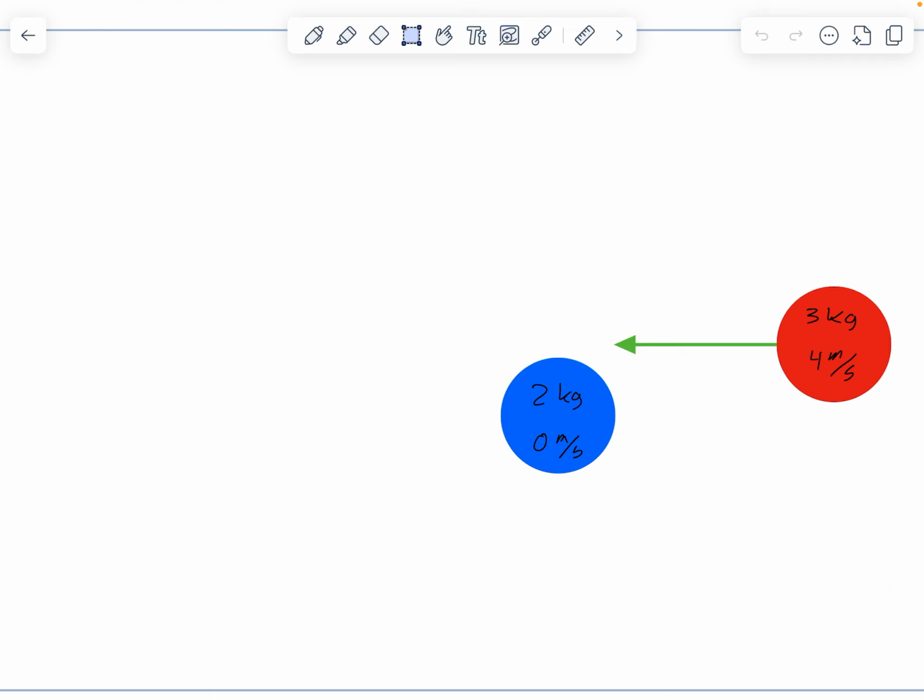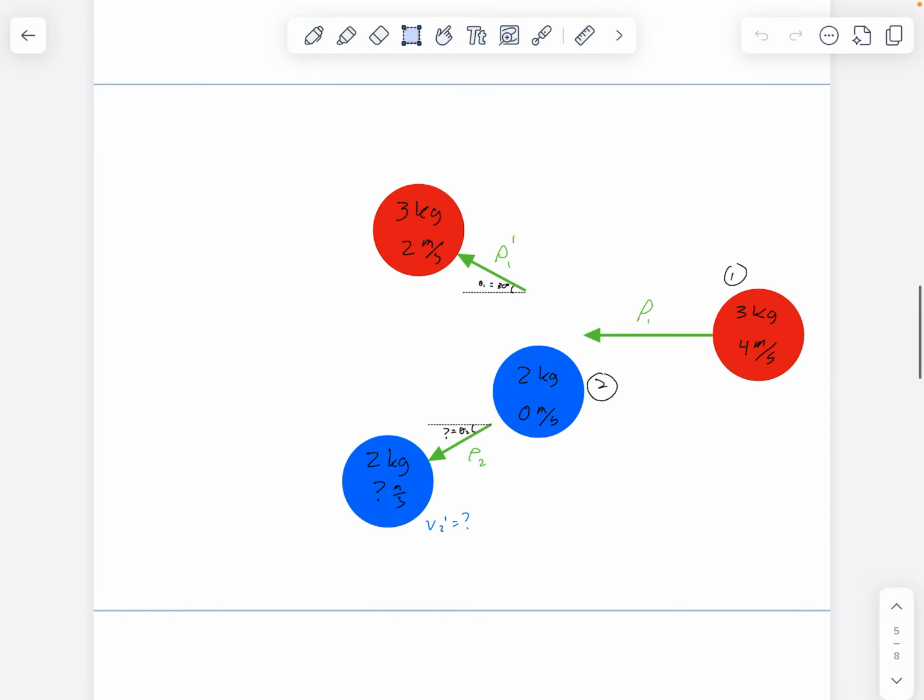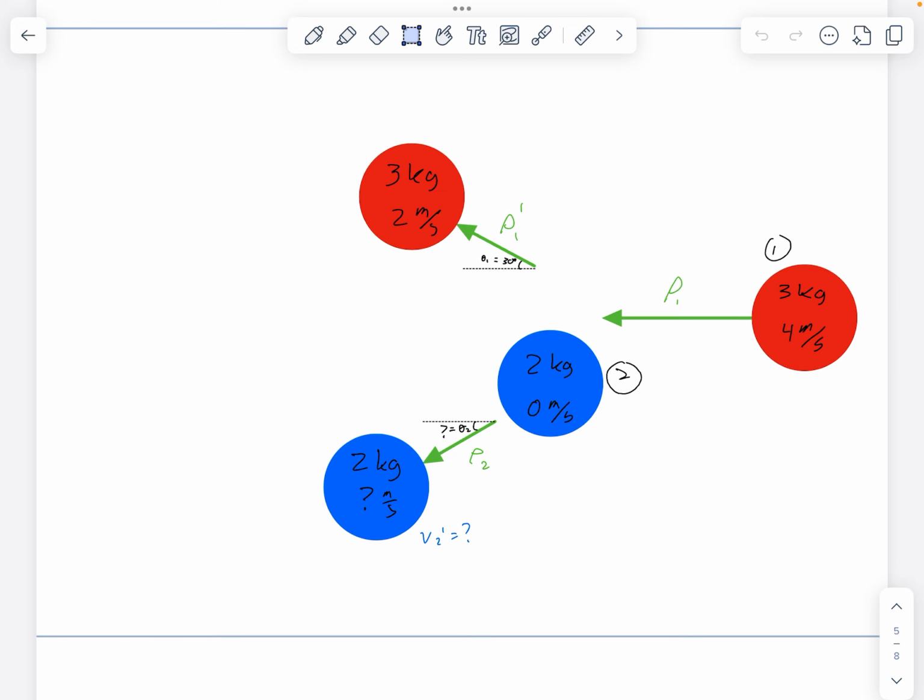What I have here is a red ball and a blue ball, and they're going to collide. Initially the blue ball is at rest. The red ball is moving at 4 meters per second to the side here, so it's going to hit the blue ball at some angle. After the collision, we're going to force a 2D collision, so the blue ball is going to go off in one direction and the red ball is going to go off in another direction.